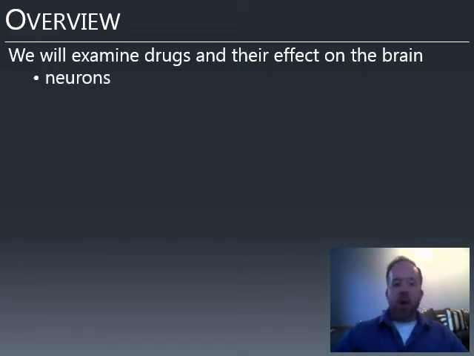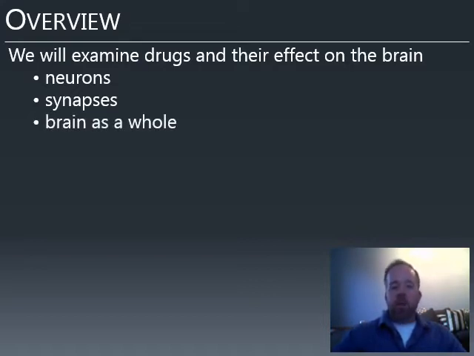So we'll begin talking about neurons, which are brain cells. We'll move on next time to synapses, which are connections between neurons. And then finally, we'll talk about the brain as a whole. So we're going to start at the smallest possible scale and then move up from one brain cell to a couple of brain cells, and from there to the whole brain.